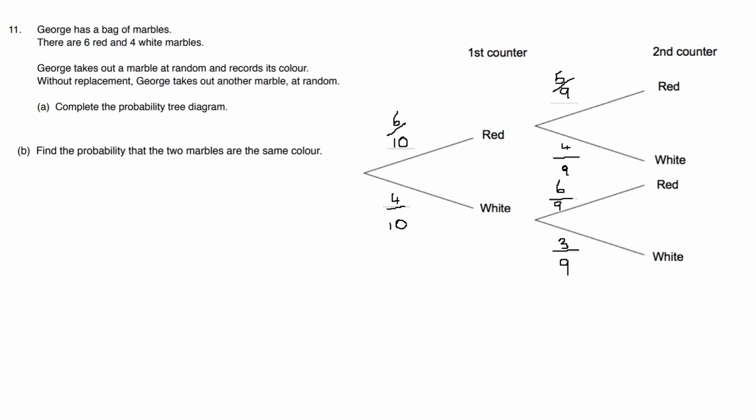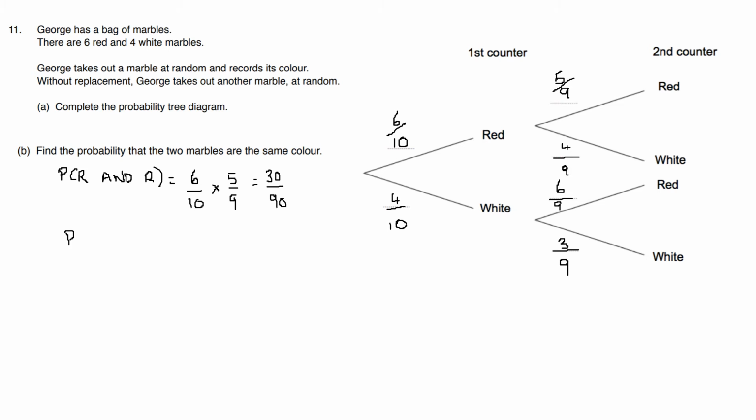Now, find the probability that the 2 marbles are the same colour. So I could pick red and red. So I'm going to look at the probability of red and red. So this is the AND rule, so I'm going to multiply. So red on the first pick is 6 over 10. Red on the second pick is 5 over 9. And if I multiply those together, I'm going to get 30 out of 90.